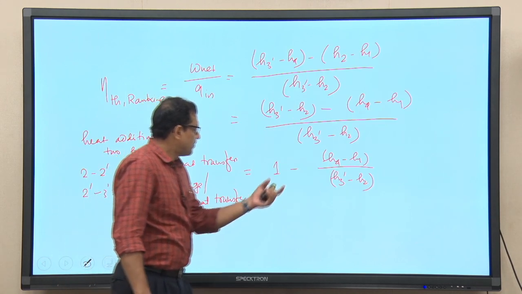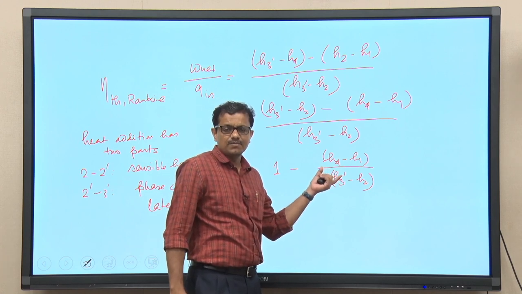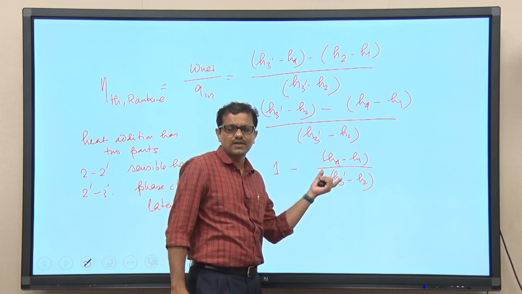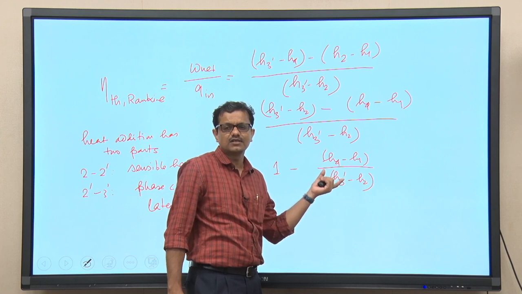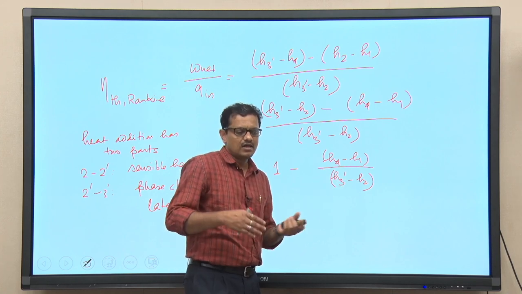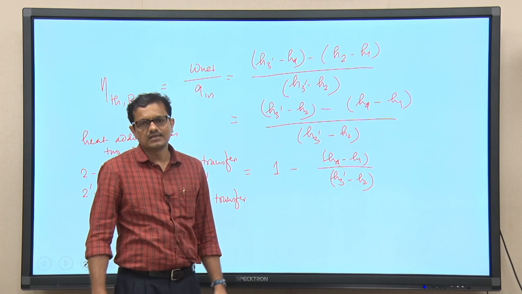We will see mathematically that the efficiency of the simple ideal Rankine cycle is less than the efficiency of the Carnot cycle, and this part we will take up in the next class.